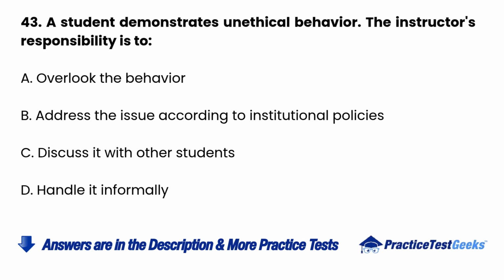43. A student demonstrates unethical behavior. The instructor's responsibility is to: A. Overlook the behavior. B. Address the issue according to institutional policies. C. Discuss it with other students. D. Handle it informally.